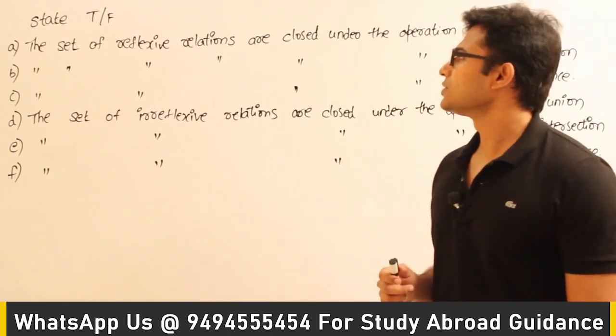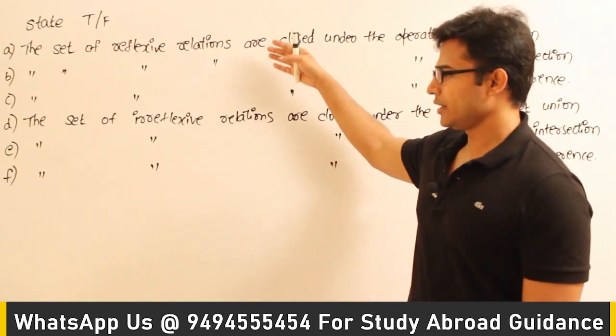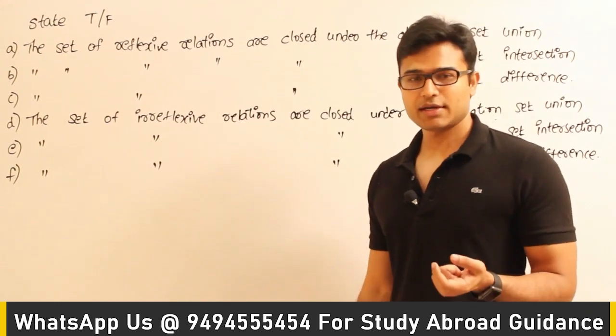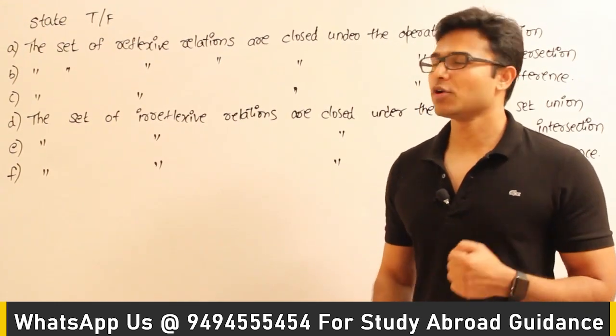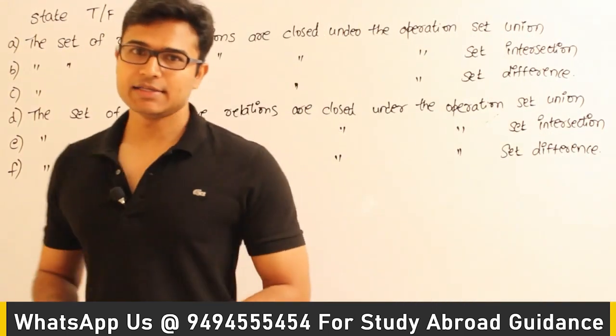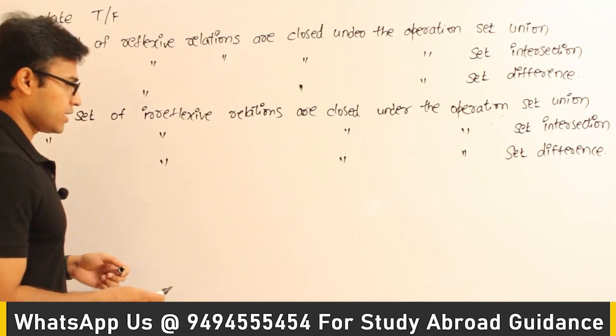See the next one, state true or false. So they are given 6 statements. Now we have to take each statement and state whether it is true or false. They are all of the same model, same type. I'll just explain what type they are.